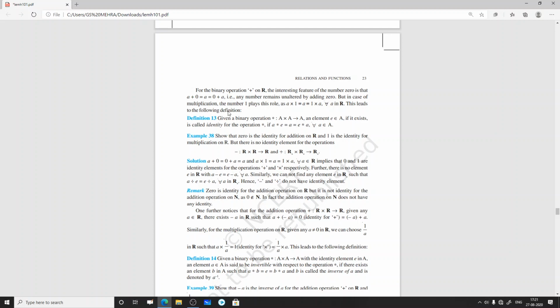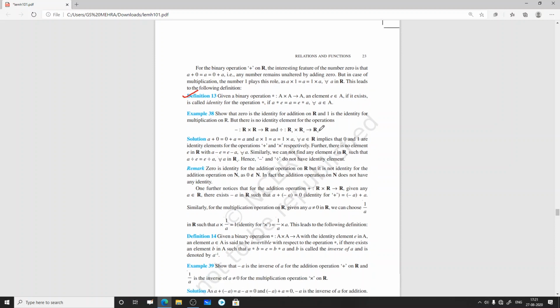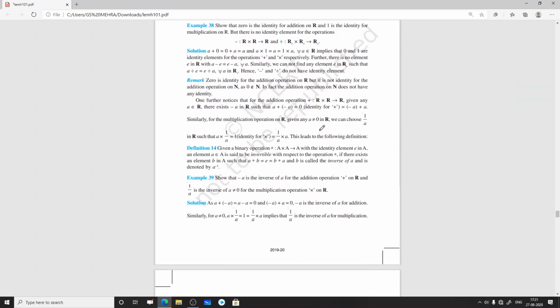Now further we go for the property of identity element. This is the definition. Given a binary operation star, which is a function from A cross A to A, if there is an element E belongs to A such that A star E and E star A are both equal to A for every A belongs to A, then we say that E is the identity element for the binary operation star.